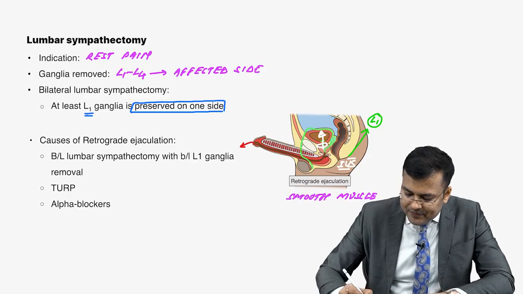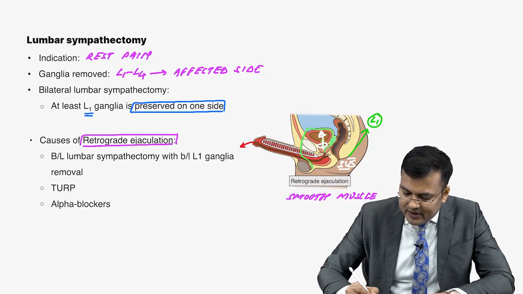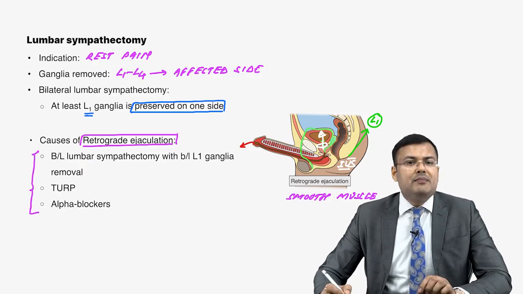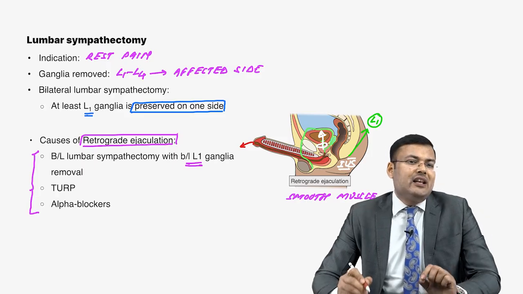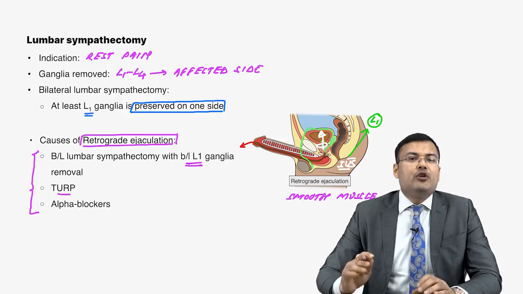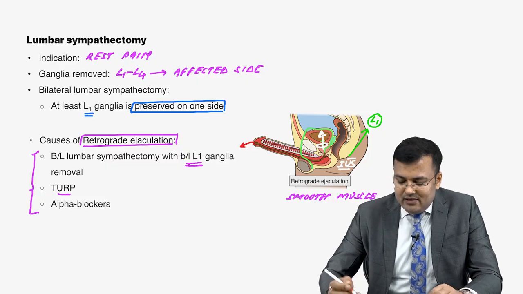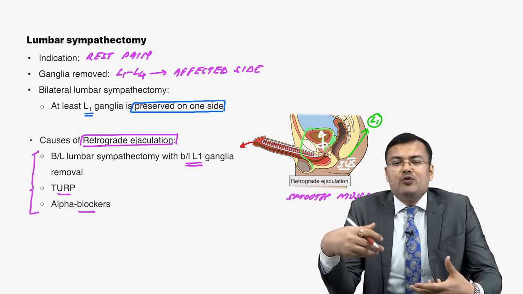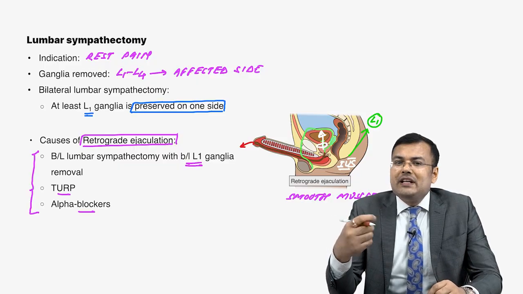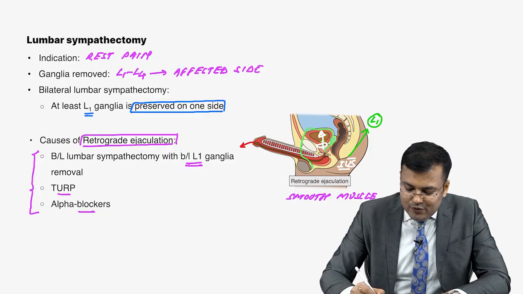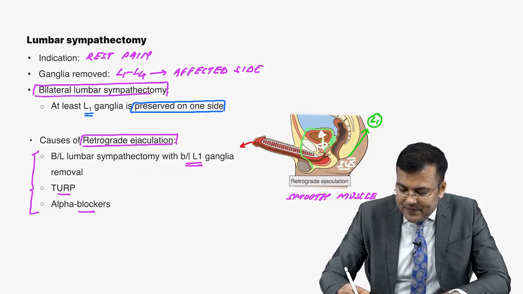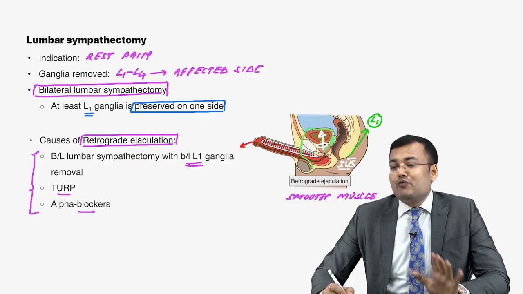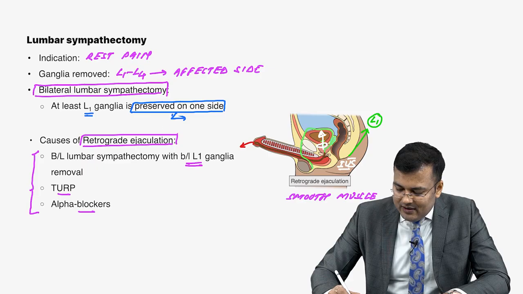So what are the causes of retrograde ejaculation? Whenever you are performing bilateral lumbar sympathectomy with removal of bilateral L1 ganglia. TURP, because there is injury of the internal urinary sphincter. Alpha blockers, because they relax the smooth muscle, and the internal urinary sphincter is a smooth muscle. So when you plan bilateral lumbar sympathectomy, at least L1 should be preserved on one side to prevent retrograde ejaculation.